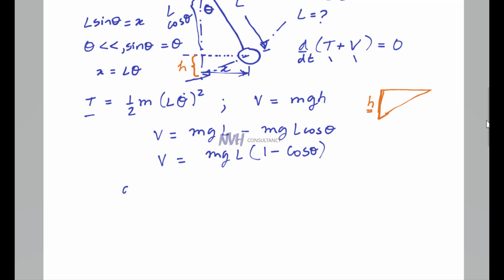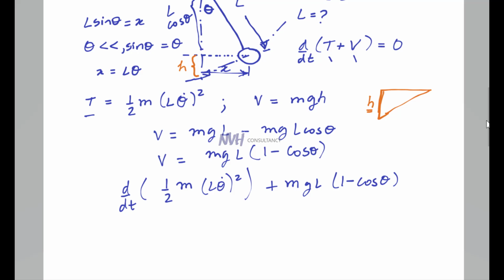And we already have found the expression for the T. So d by dt, since there's no change in the total energy in the system, of T, that is half m L theta dot square, plus m g L times 1 minus cosine theta, this whole thing should be equal to 0.